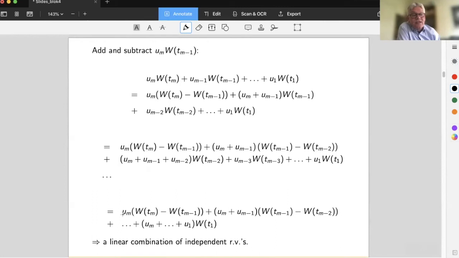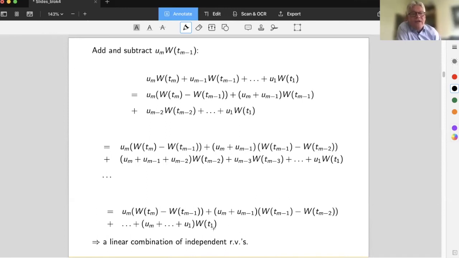So the first one didn't change anymore. W_tm minus W_tm minus 1 plus plus minus 1 times this increment, and all the way down to plus minus 1 plus minus 2 plus etc., plus U3 plus U2 plus U1 times W_t1, which can of course be seen as W_t1 minus W_t0, which is 0.